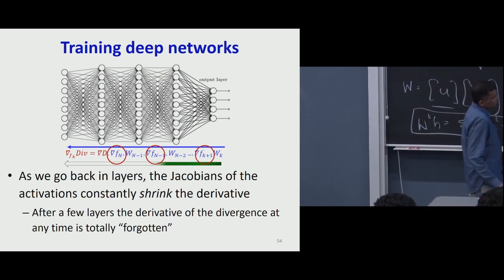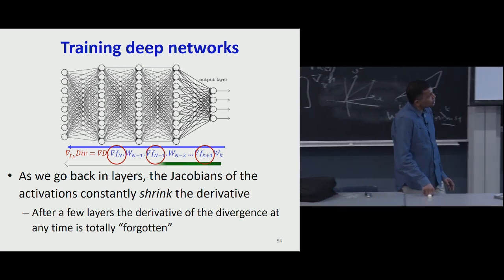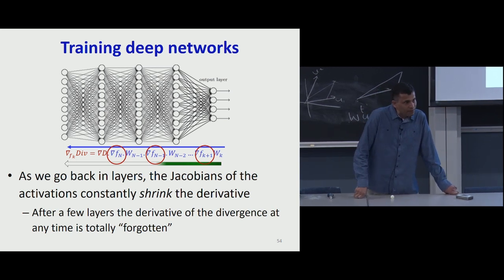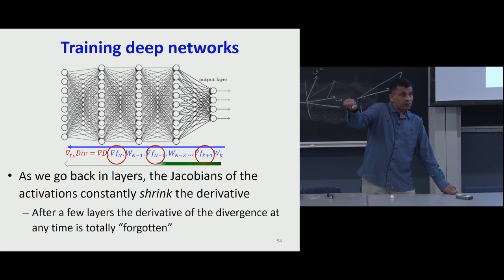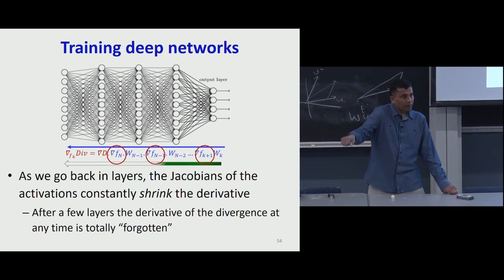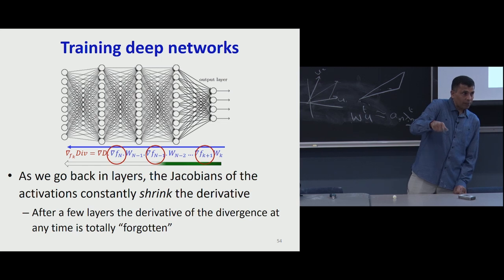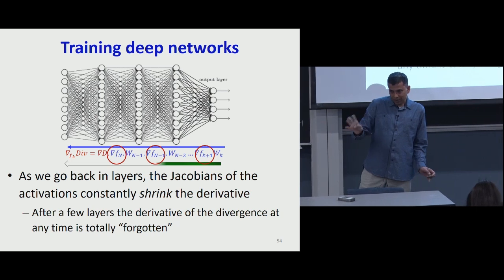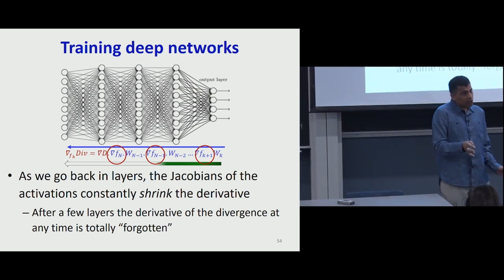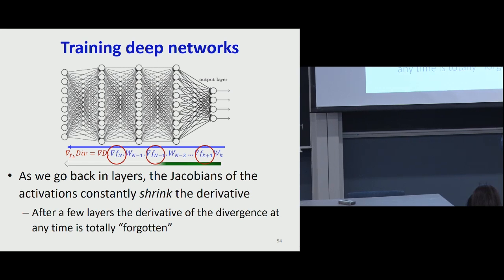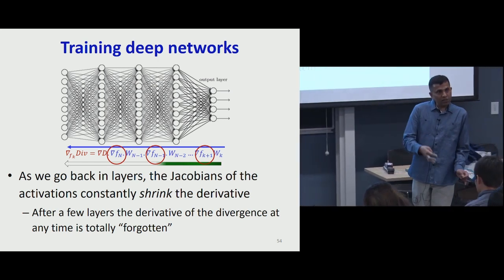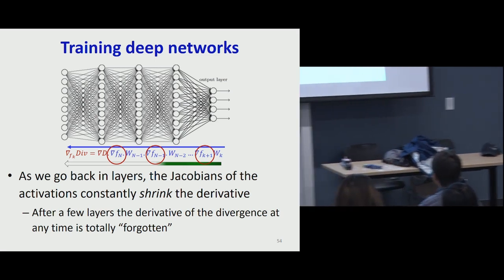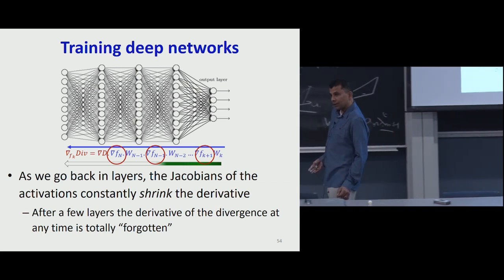So the diagonal terms are all going to be less than 1. Multiplying by the Jacobian is going to shrink the vector, which means that as you are doing your back propagation to compute the derivative of the divergence with respect to any f_k, you start off with the derivative of the divergence with respect to y, the output. Then you multiply that by a Jacobian. What happens? That thing shrinks, right? Then you multiply it by a weights matrix. Something happens. Then you multiply it by a Jacobian. It shrinks again. Then you multiply it by a weights matrix. Then you multiply it by a Jacobian. It shrinks again, right? So every time this derivative encounters a Jacobian, the length of the derivative shrinks, right?